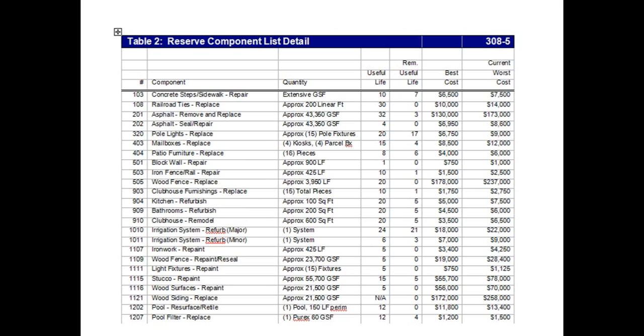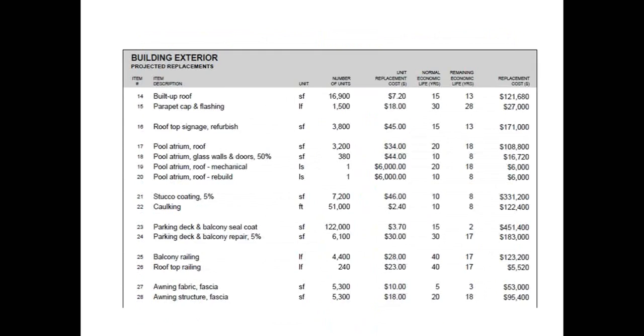So in front of you on the screen, you'll see a typical component list with projects, concrete, railroad ties, asphalt, pole lights, mailboxes, so on. Quantity in the next column. Useful life, how often the project is expected to reoccur. Remaining useful life, how many years from now. And the current cost, best cost in today's dollars, and then to give you an idea, the worst cost, a bid range from $6,500 to $7,500. Good. There's the component list. So that's the third expected result.